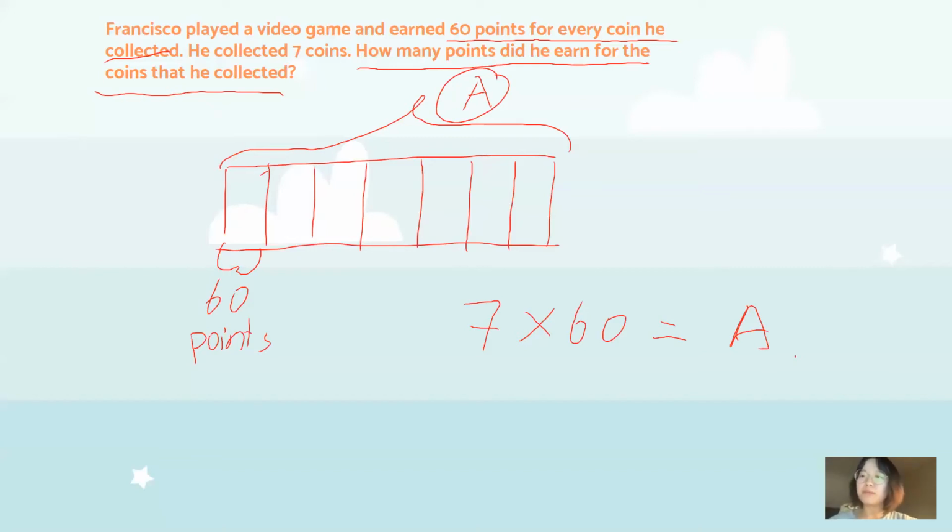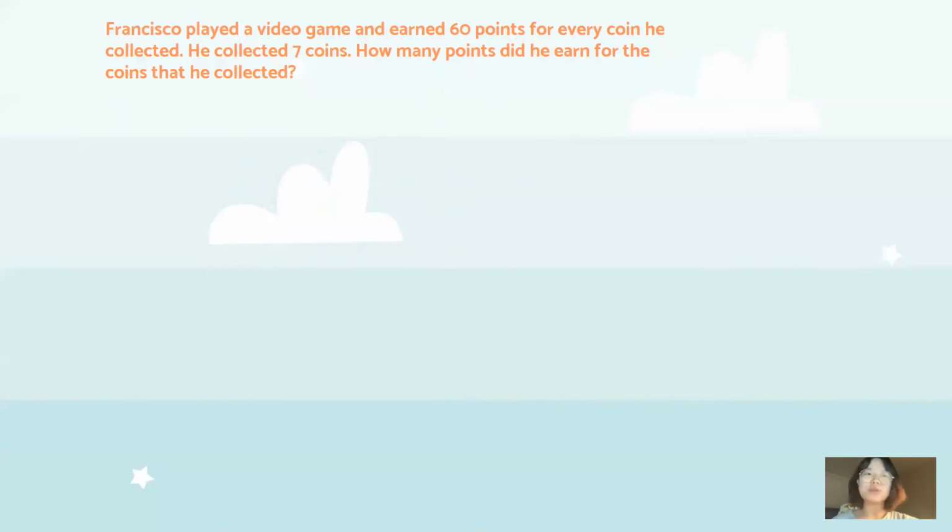So we can break this into 7 times 6 times 10. And what is 7 times 6? That is 42, and times 10. And what is 42 times 10? That is 420. So this is our answer. 420 points he earned for the coins that he collected. So this is the answer for this word problem.